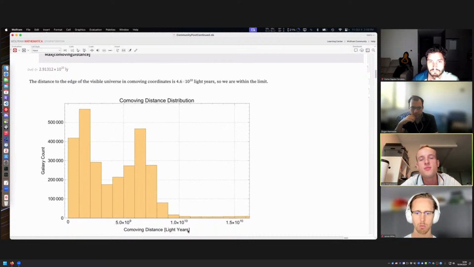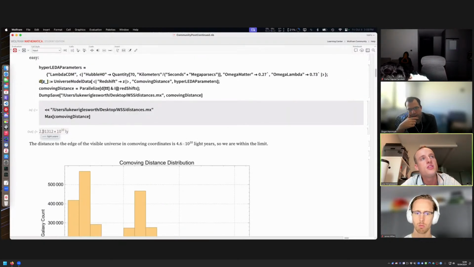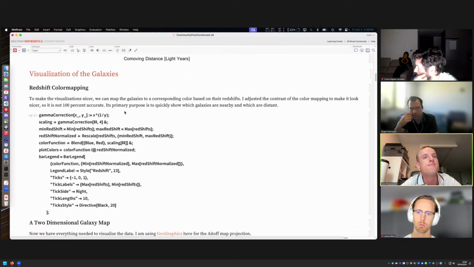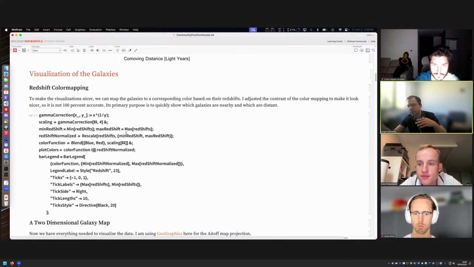Most of them are within 10 to the 10 light years, and there are a few outlying ones. The edge of the visible universe is about 4.6 times 10 to the 10, and our furthest galaxy is 2.9, so we're still within the range. Next I went ahead and visualized this, after correcting for cosmological effects.